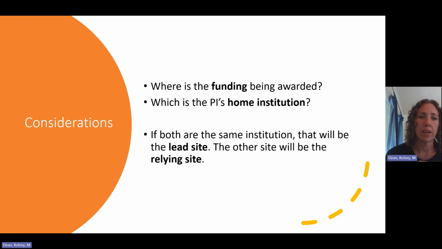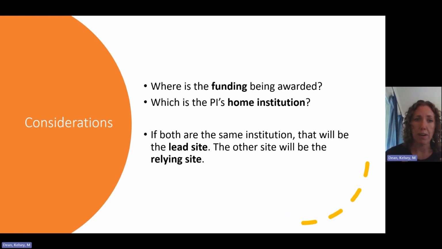There are two things to consider. The main one to decide is where will be the primary institution. So that's where you'll get started in your study startup. Typically, it is where the funding is being awarded, which is the same place as the PI's home institution. So wherever the funding is going and the PI is employed, that will be your primary institution.